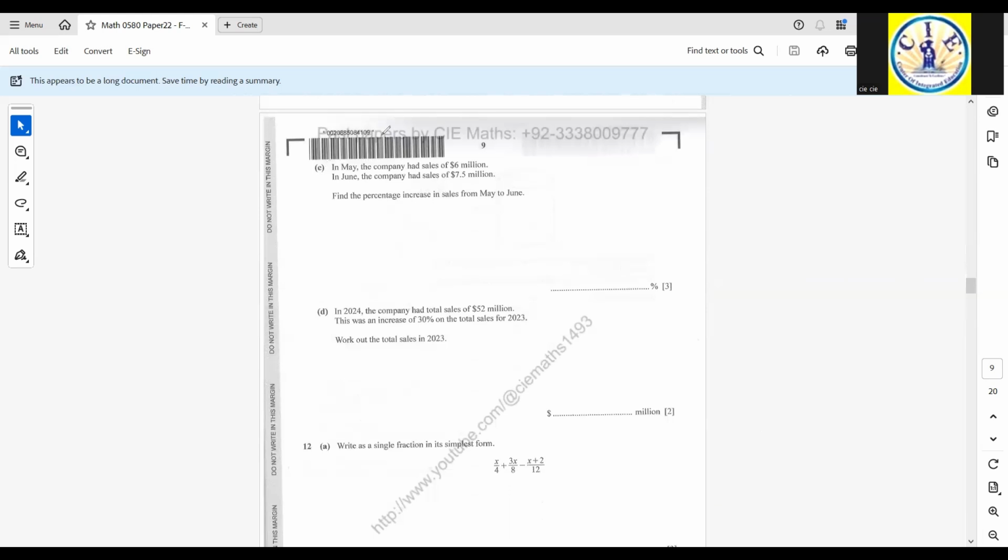Part C: in May, the company had sales of $6 million. In June, the company had sales of $7.5 million. Find the percentage increase in sales from May to June. The formula for percent increase is increase divided by the original amount from where it started off, times 100%.